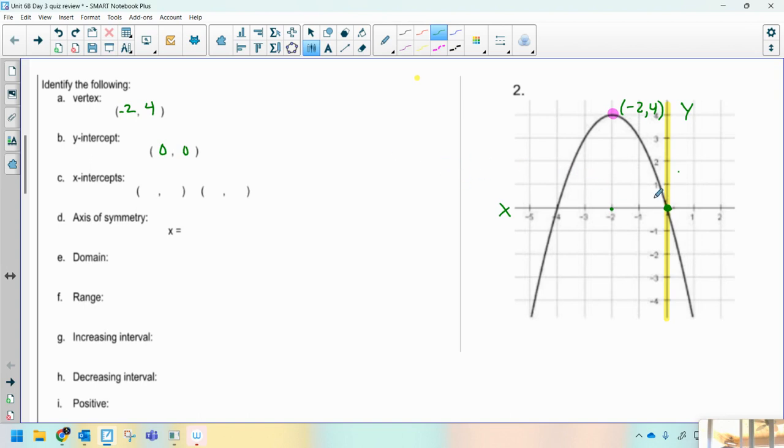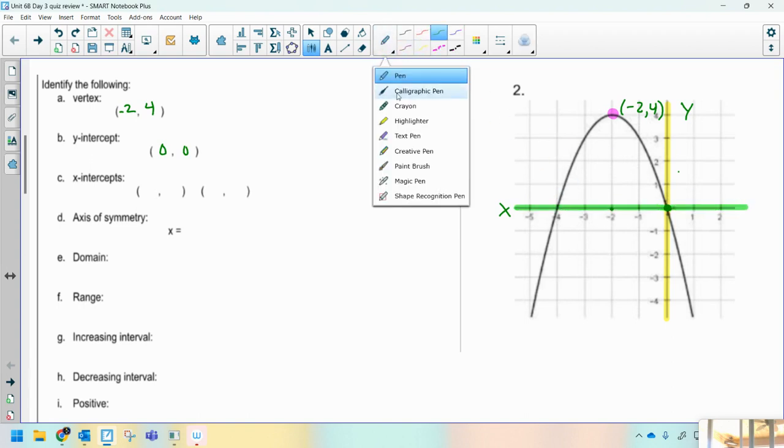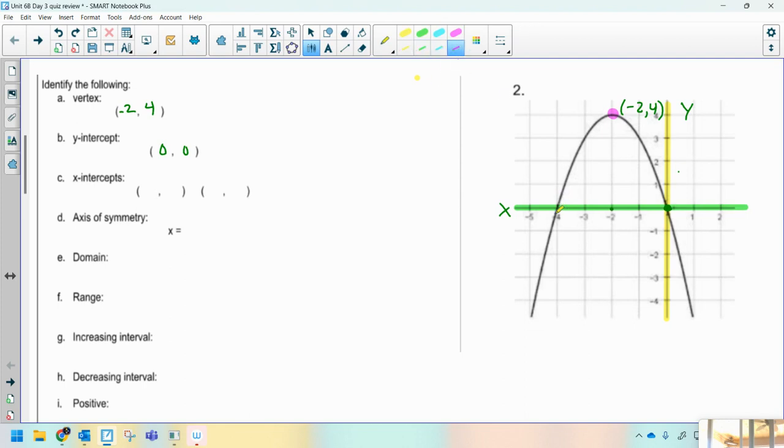The x-intercepts. Well, where does this parabola touch the x-axis? I'm going to go across here in green. That's the x-axis. Where does the parabola touch the x-axis? Well, I'm going to highlight that in purple right here at -4 and also at the origin (0, 0). So it touches at (-4, 0) and (0, 0).